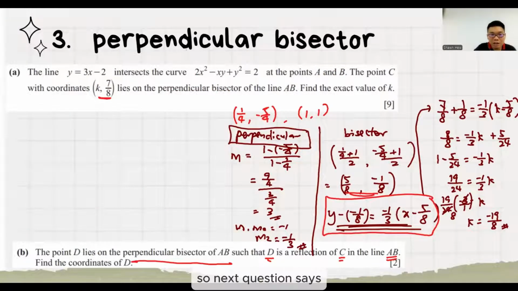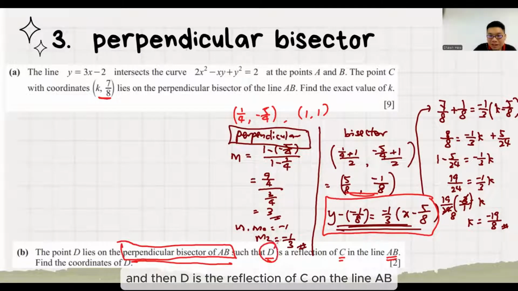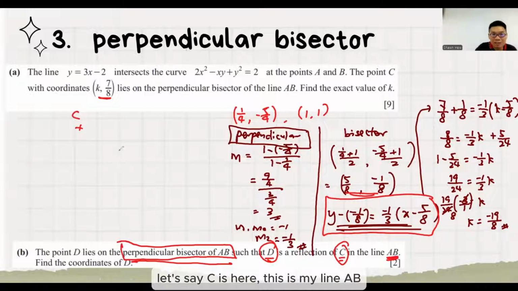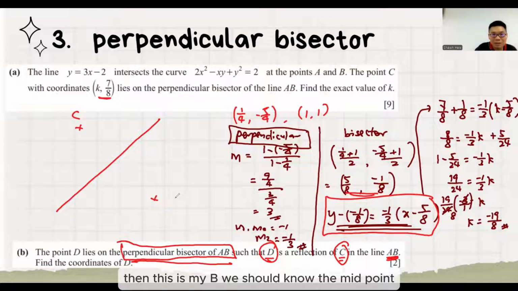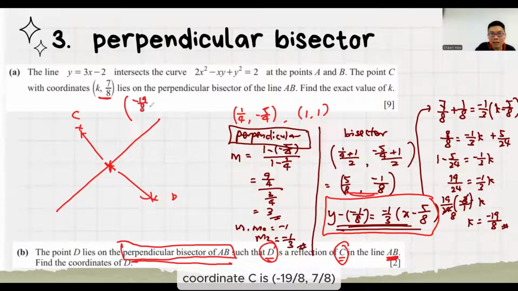So the next question says the point D lies on the perpendicular bisector of AB, and D is the reflection of C on the line AB. Let's say C is here. This is my line AB. Then this is my D. We should know the midpoint should be the midpoint for CD also. Coordinate C is minus 19 over 8, 7 over 8.